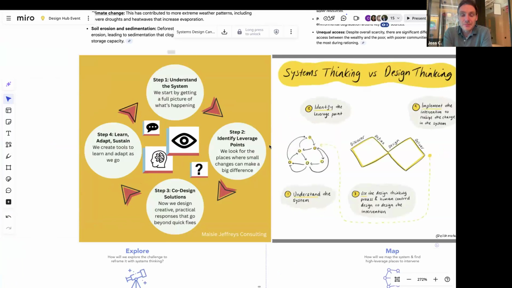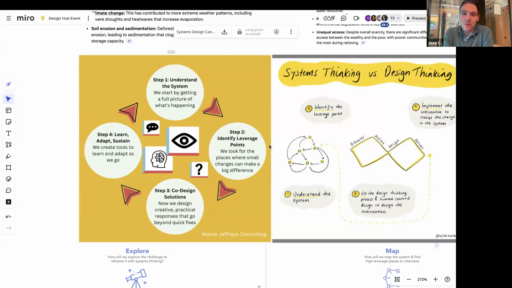Macy produced this one. And again, it's surprisingly similar to that first one and the one we'll be looking at. So she's talking about starting off by understanding the system, start by getting a full picture of what's happening. I think we'll always see that in this approach, because systems thinking is about seeing that bigger picture. So ideally, we always start with some systems thinking.